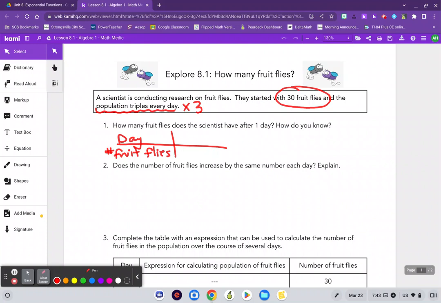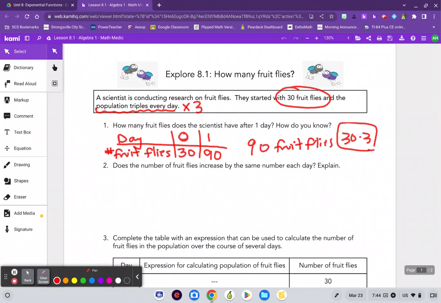So the first day is not really day 1. We're going to call it day 0. Day 0 to start, I had 30 fruit flies. After day 1, my population has tripled. And so after one day, I now have 30 times 3, which is 90 fruit flies. And that's because we did 30 times 3. It says, how do you know? So I did 30 times 3.